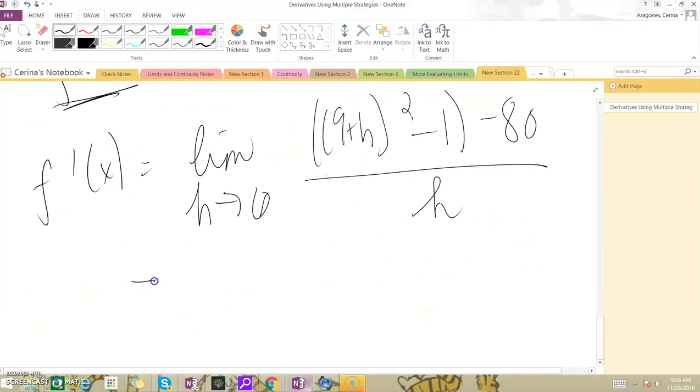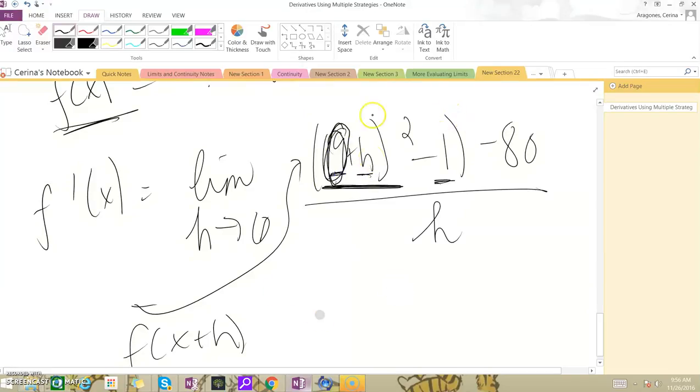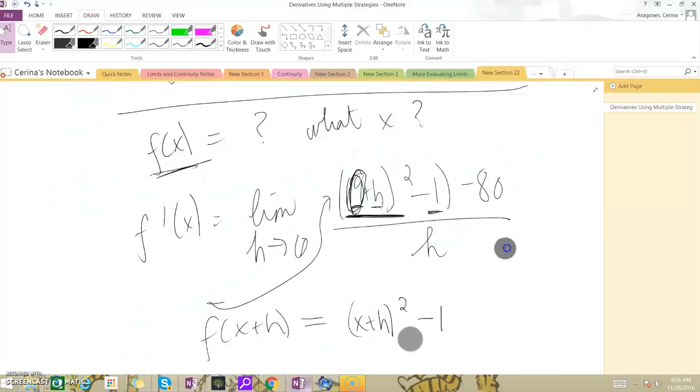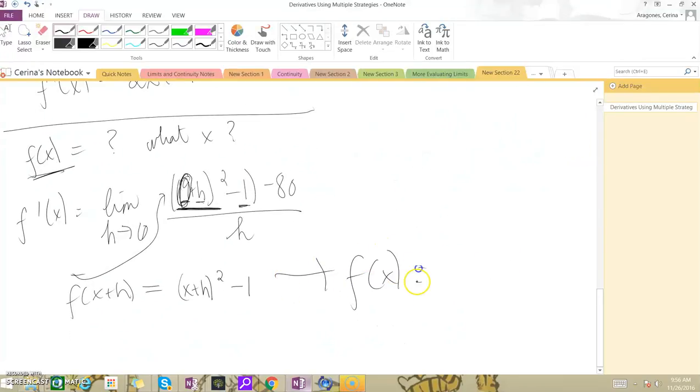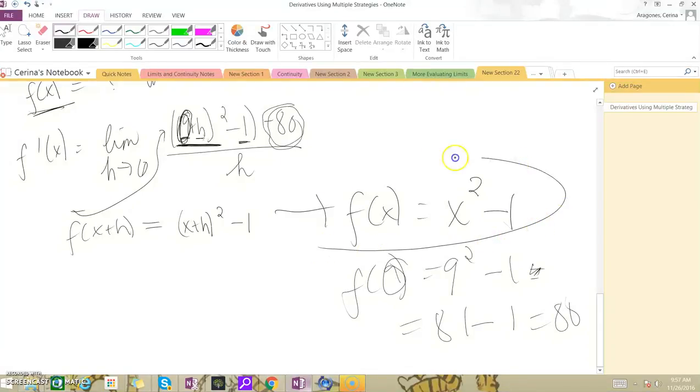So it looks like it's in the form of x squared minus 1, where our x value is 9, because this right here should be f of x plus h. So our x looks like it's 9. It looks like our original f of x plus h was (x plus h) squared minus 1, meaning our f of x is equal to x squared minus 1. And we can prove that with this minus 80. If we plug in f of 9, we get 9 squared minus 1, which is 81 minus 1, which is indeed 80. So our x value is 9, and our function was x squared minus 1.